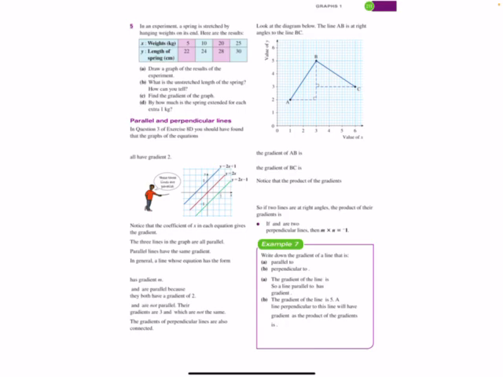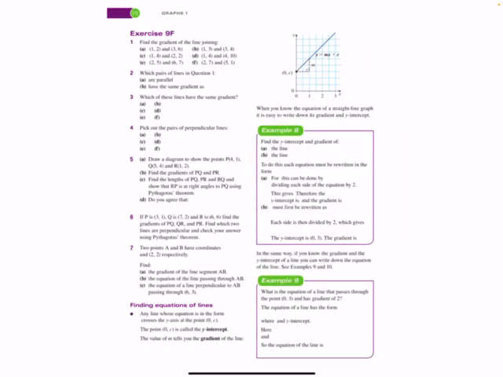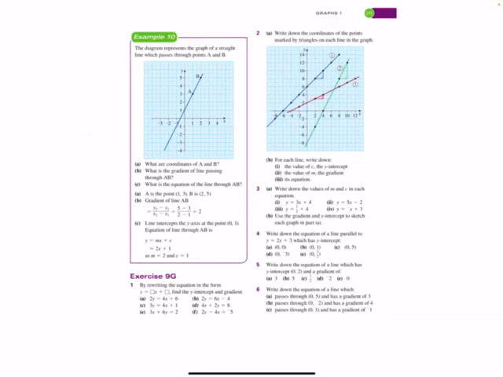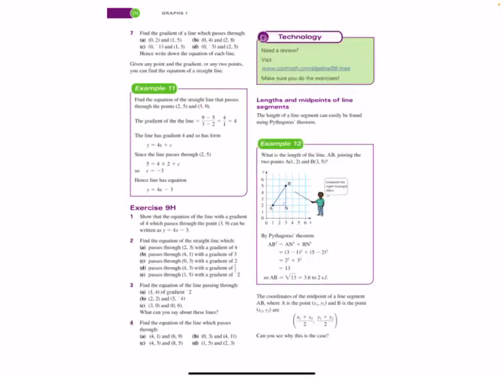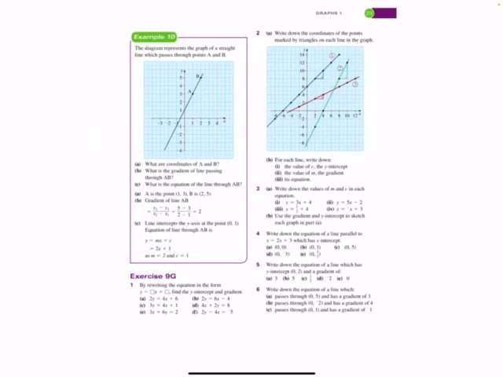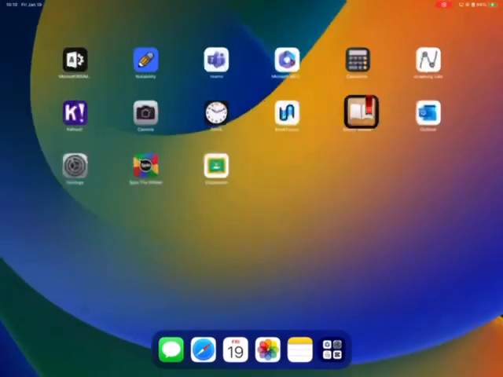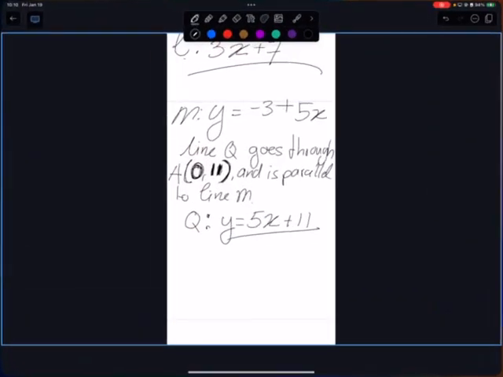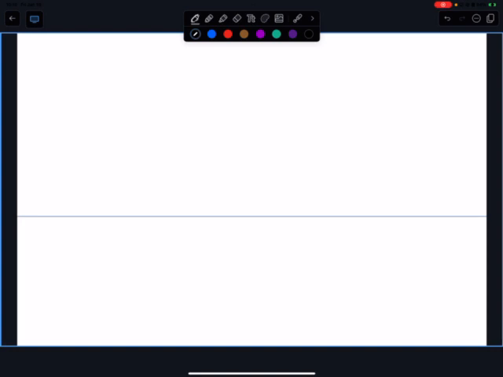And then the last thing on linear equations is a perpendicular line. So what is a perpendicular line? Let's see.